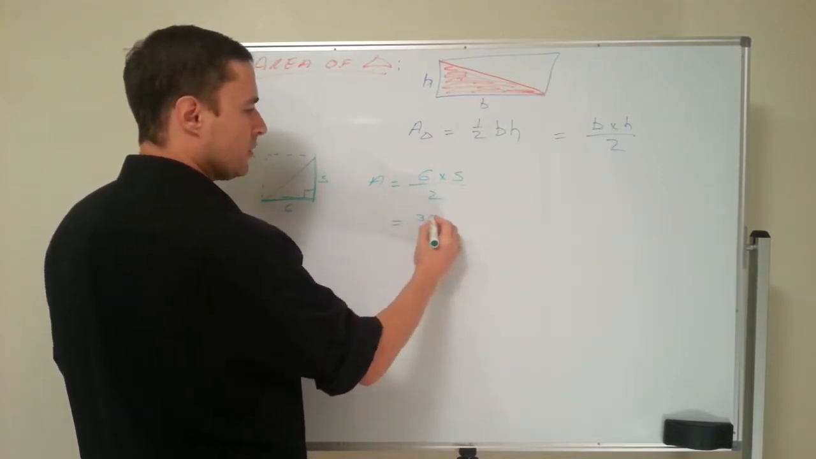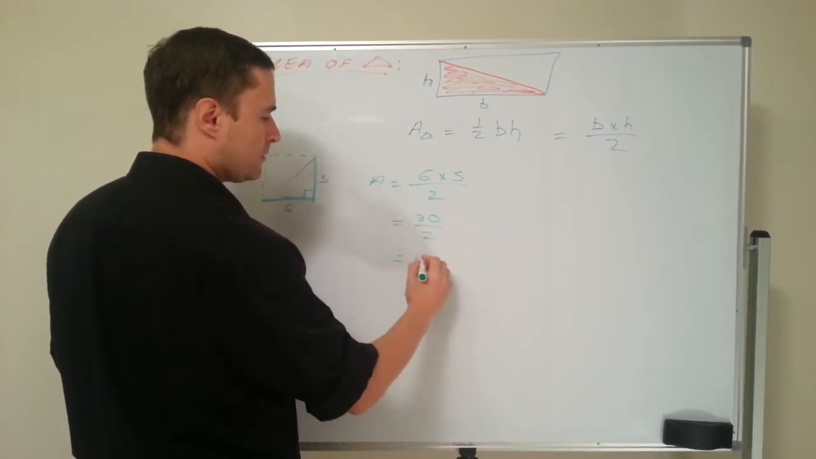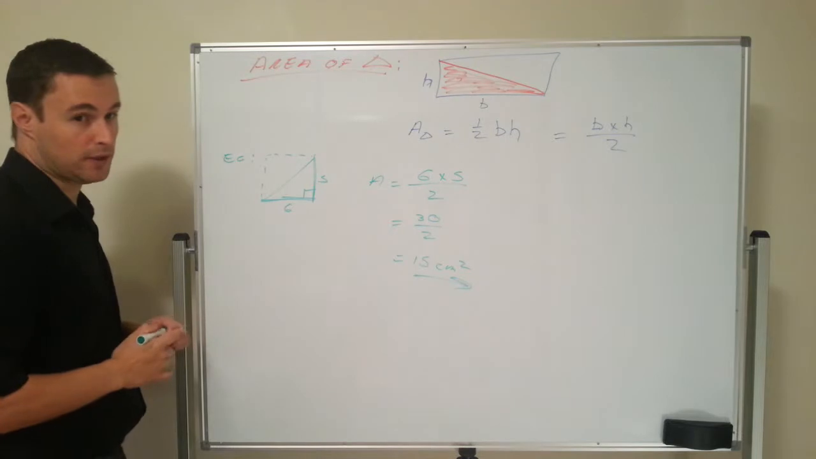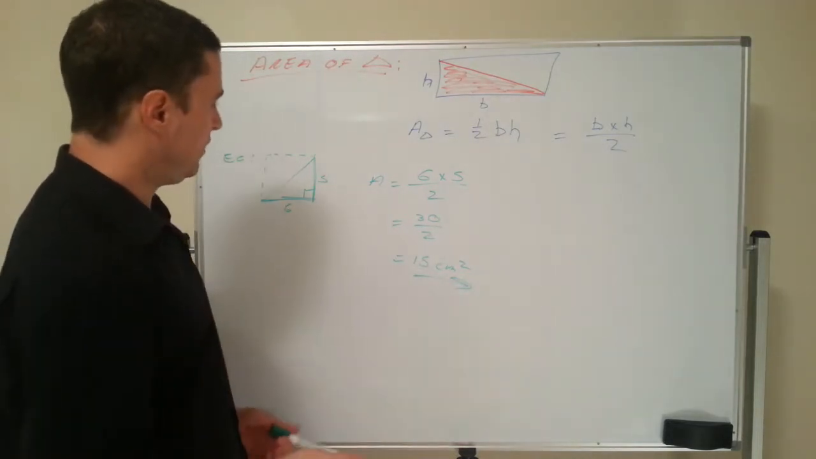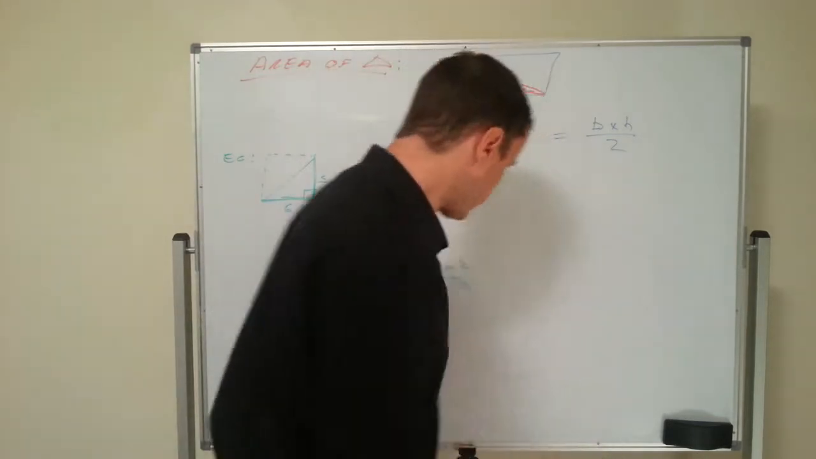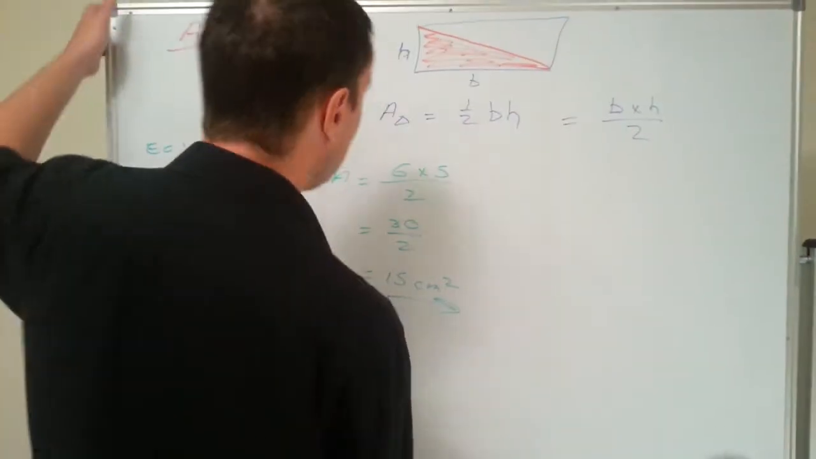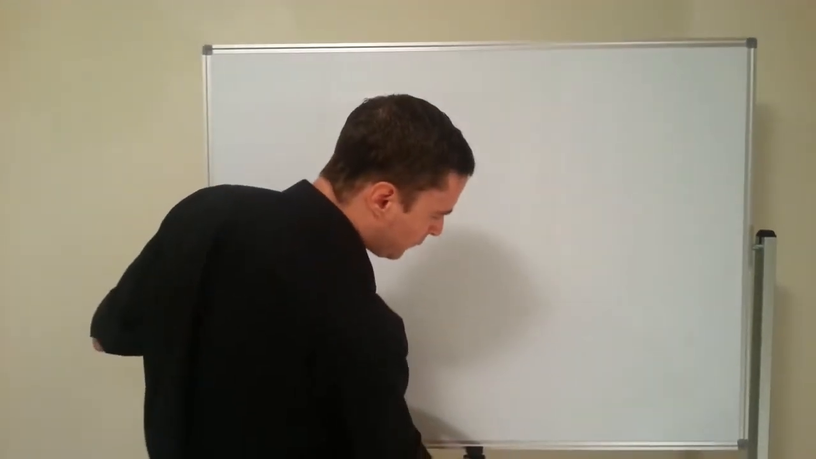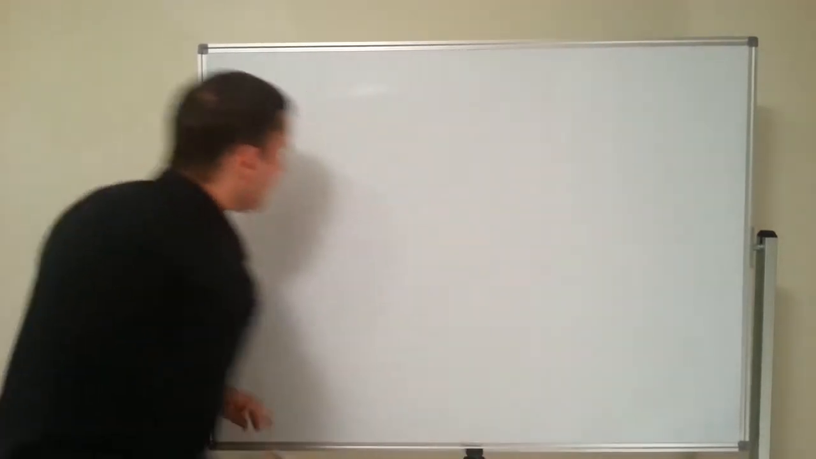5 times 6 is 30, divided by 2. 30 divided by 2 is 15 centimeters squared. Squared because I'm dealing with area. You with me? Really straightforward. Base times height divided by 2. Now, on the next example, I just want to quickly point out something that a couple of people get a little bit confused about.